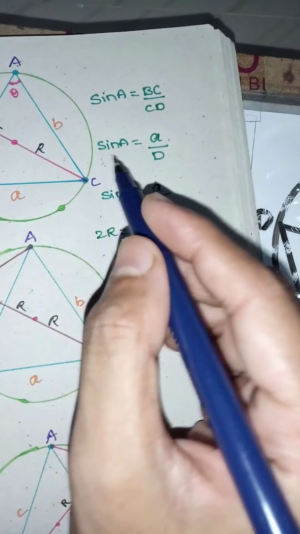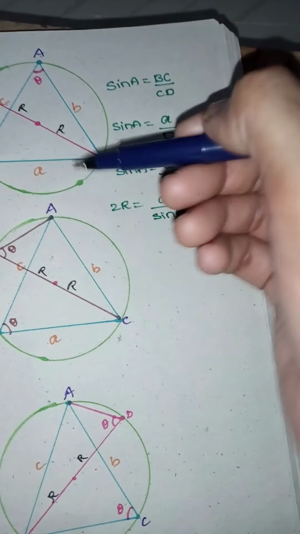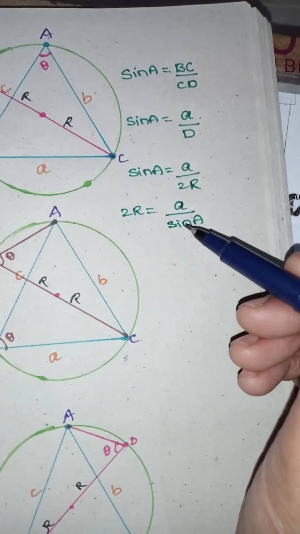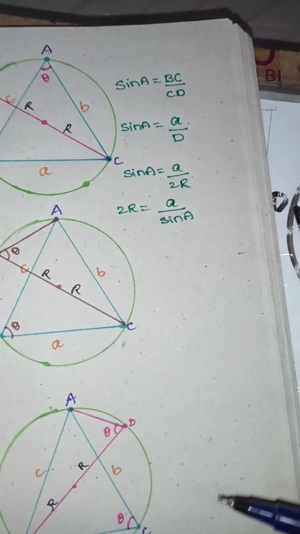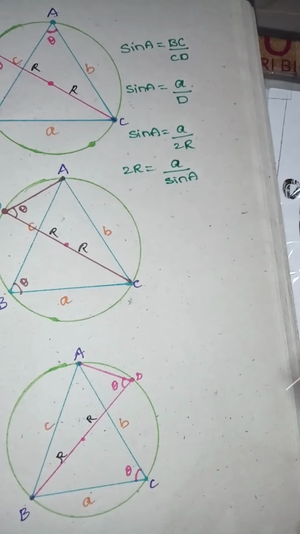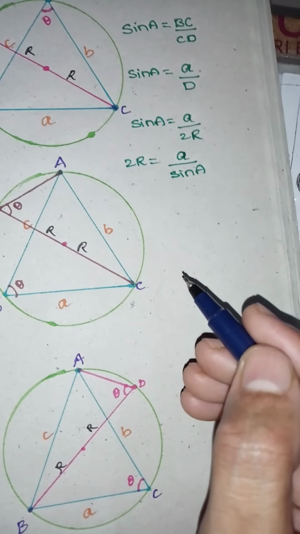A, because why we are making this 2r equal to a by sine A, we will come to a conclusion in the next problems. So come to the point of the next one.